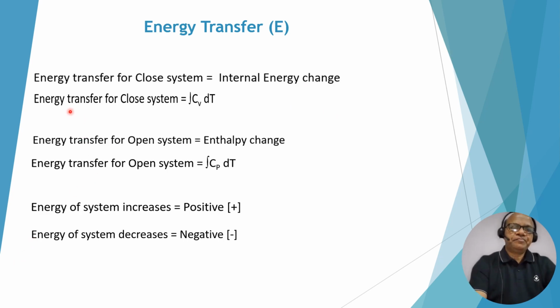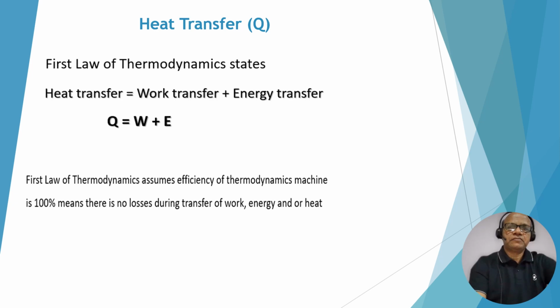Energy transfer. Energy transfer for the closed system is the internal energy change, which is the integration of Cv dT. Energy transfer for the open system is the enthalpy change, which is the integration of Cp dT. If the energy of the system increases, it is positive, and when the energy of the system decreases, it is considered negative.